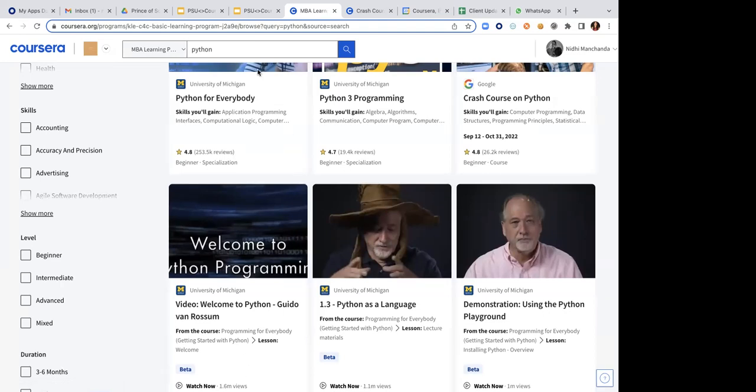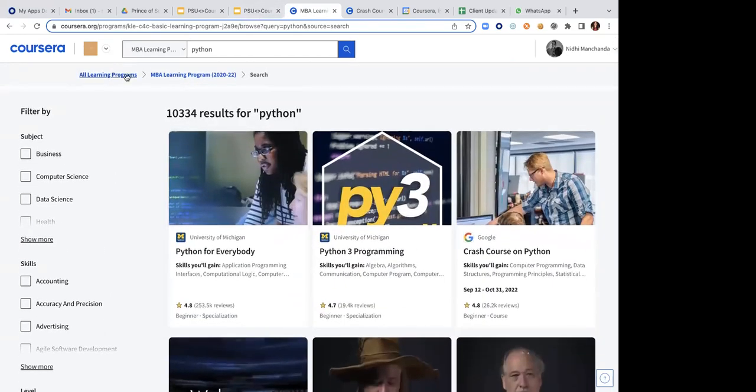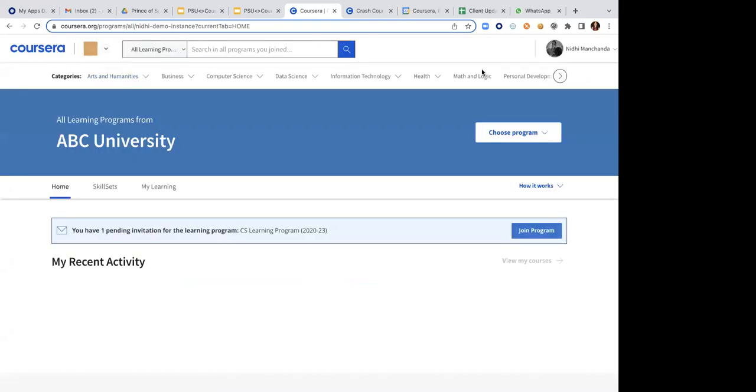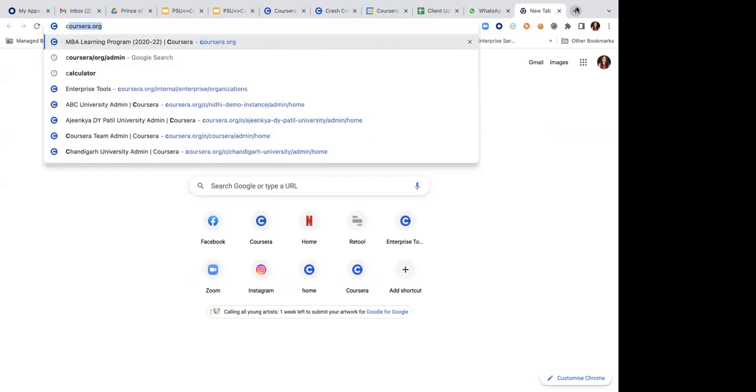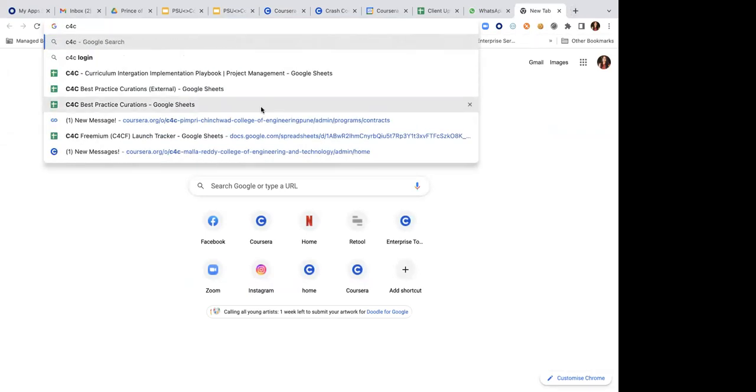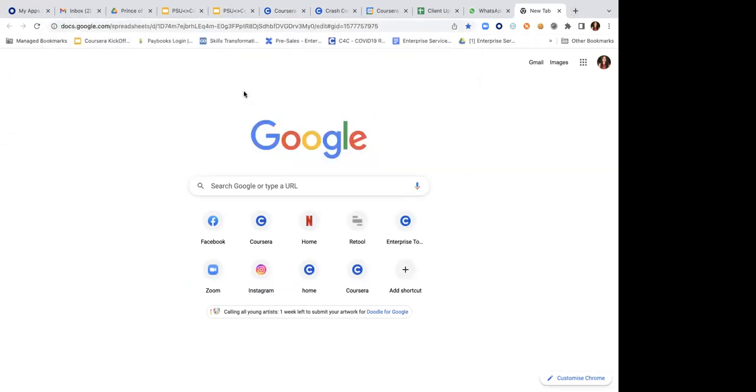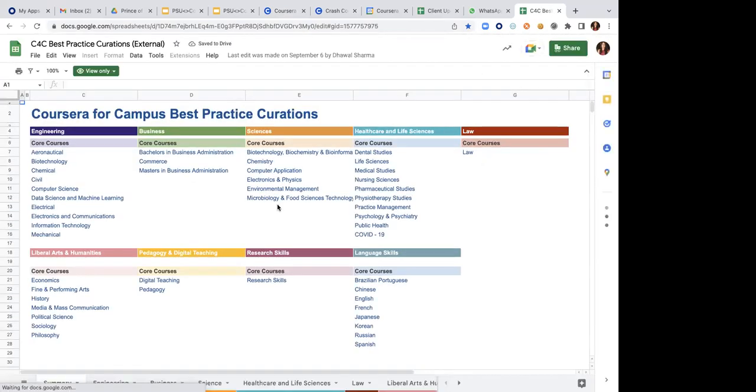Is there any course for life sciences? Yes, Dr. Kritika, we have a couple of courses on life sciences as well. If you can tell me specifically what topic you are looking for, we can dig deeper into that. But I can certainly share this, I would say, best practices sheet. I have already shared it with the PSU team.